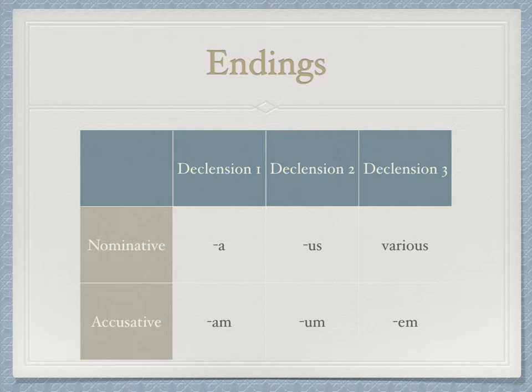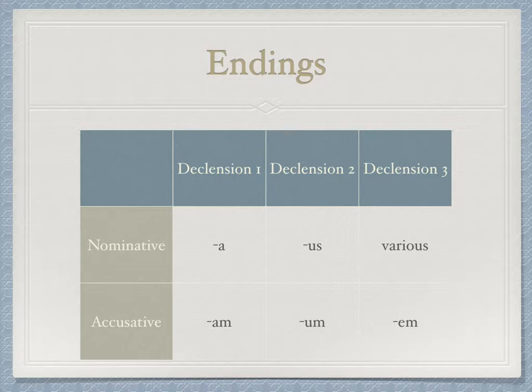So we've got 3 different declensions or groups of nouns, each with their own sets of endings. So the first declension ends in -a for the nominative, and it adds an M for the accusative, so -am. In declension 2, just like in the examples we saw, -us is the nominative form and -um is the accusative form. Declension 3 is a bit strange.